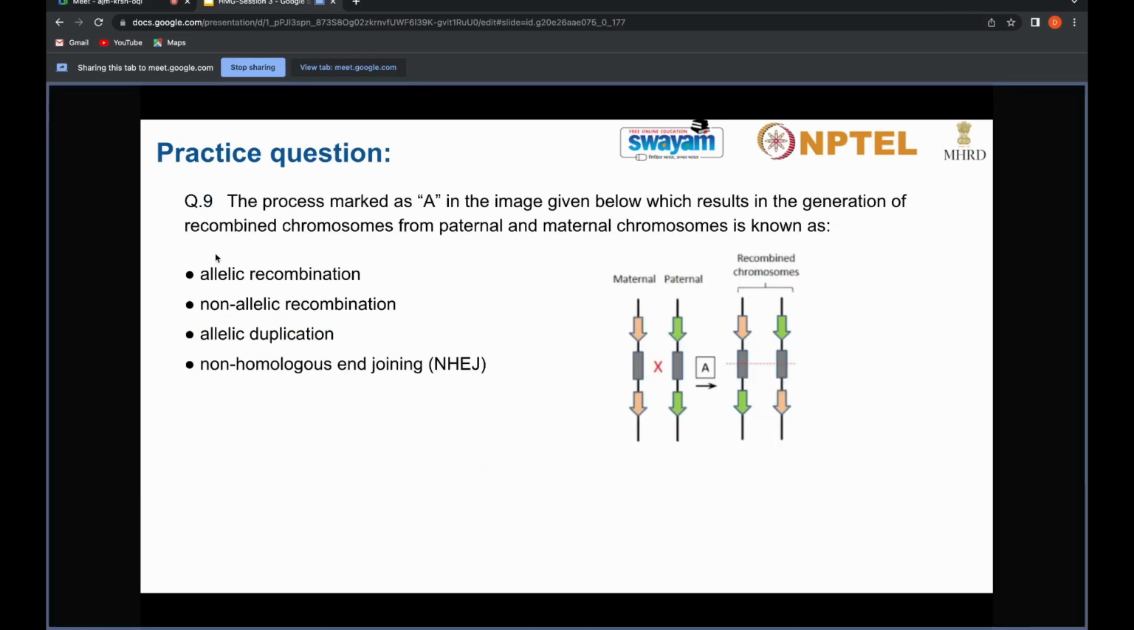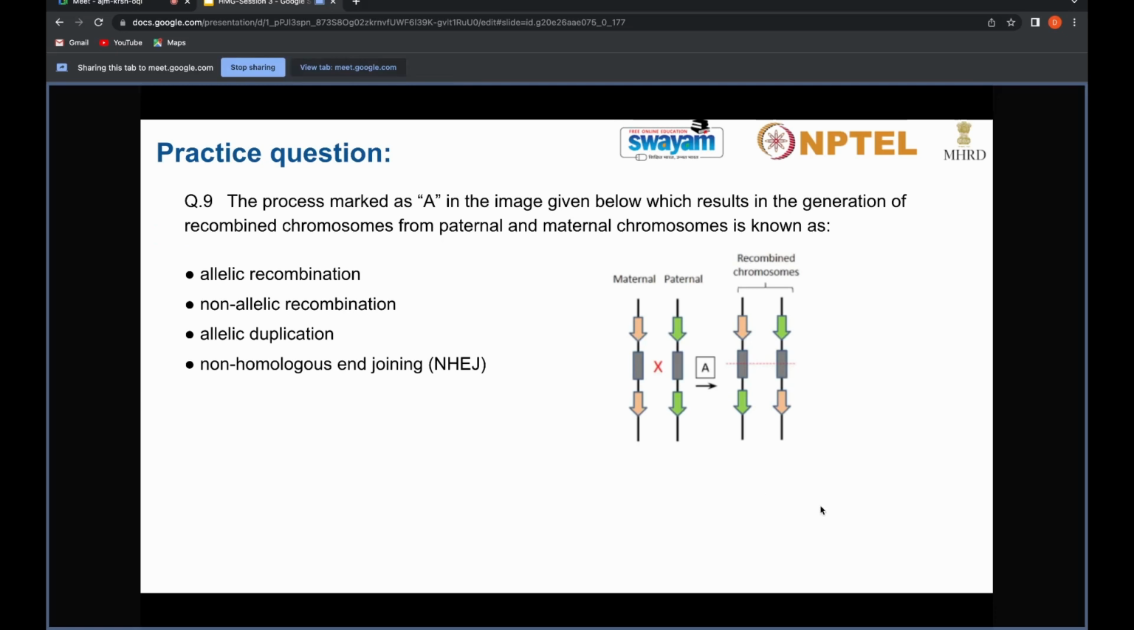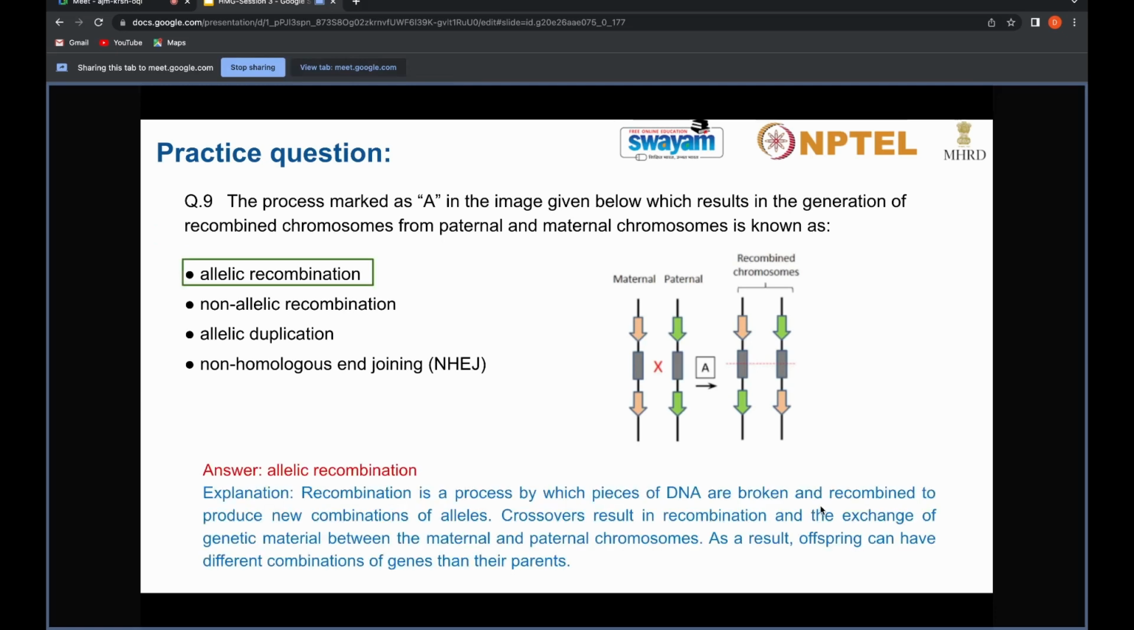So there is the next question, which says the process marked as A in the image given below, which results in the generation of recombined chromosomes from paternal and maternal chromosomes, is known as. In this figure, they have given you the A. So what kind of recombination is happening, which is leading to these types of recombined chromosomes? These are the alleles. Allelic recombination. Yes, it is allelic recombination. Okay, so the correct answer will be option A, that is allelic recombination.